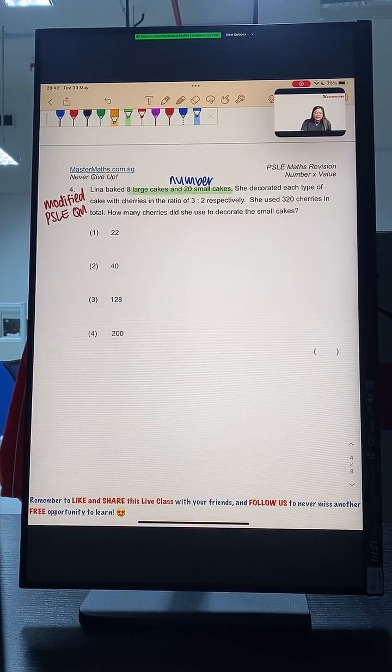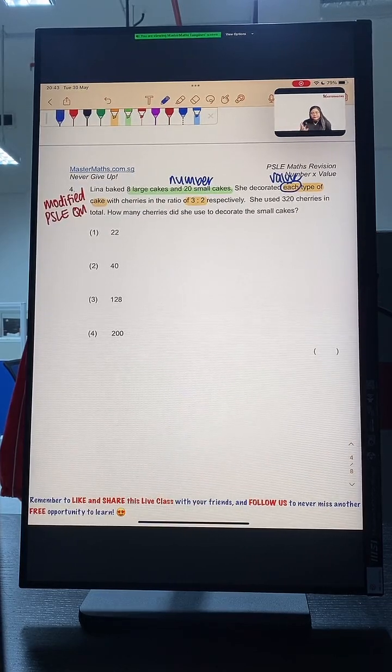Okay? This is our number of items. Now where is our each? The each here would be the next line. She decorated each type of cake with cherries in the ratio of 3:2 respectively. Okay, so this is where our units come from. And the keyword each tell us the value. Okay, value, always look for the keyword each. Okay, so how to continue?